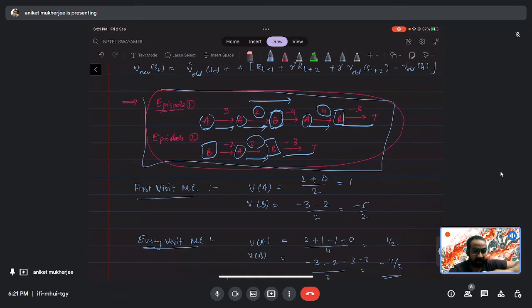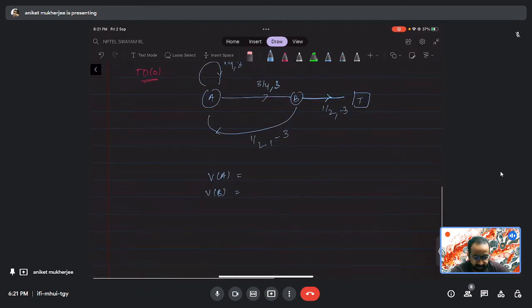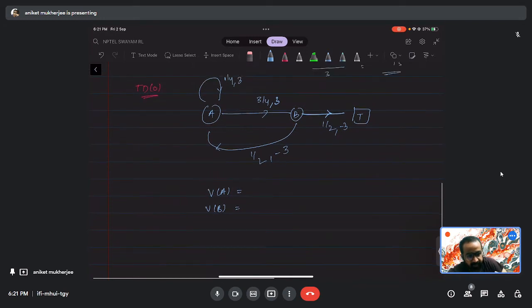In these cases, we are never approaching, we are never saying that. But given only these two episodes, it will not be the same as Monte Carlo. So what you'll get is a Bellman equation type equation, by solving the Bellman equation. So it will be 3 plus 1/4 into VA plus 3/4 into VB, and VB you will get as minus 3 plus 1/2 into VB.